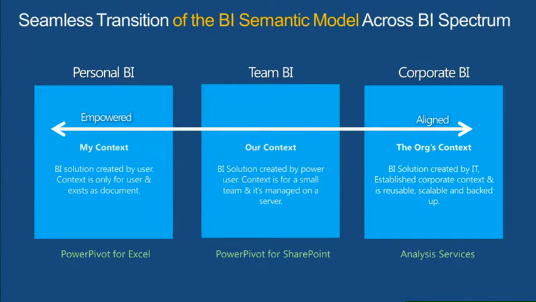And the last part is corporate BI. This is where your business intelligence needs to be aligned. You, as BI professionals, will say, this is the product table that we need to use. This is how we talk about our products. This is the way we do sum of revenue. This is how we determine it. It's a BI solution created by IT, and it's an established corporate context. It is reusable, scalable, backed up, all those kinds of things. And this is in the Analysis Services instance. But over the whole spectrum, and that's what I'm going to show you today, it's all the same BI semantic model. And you can upgrade it.